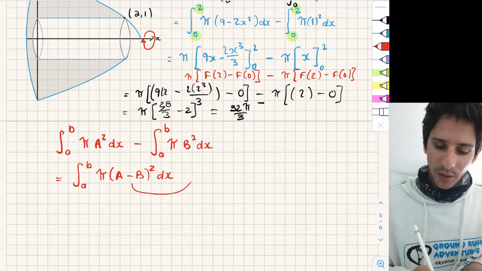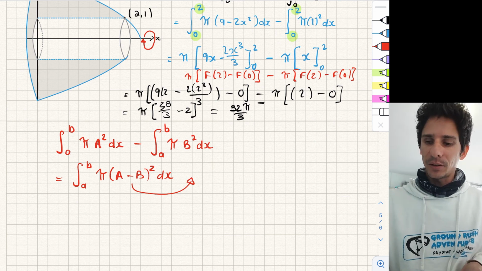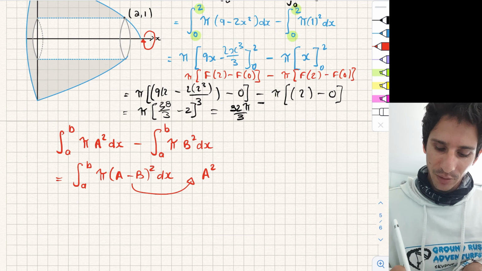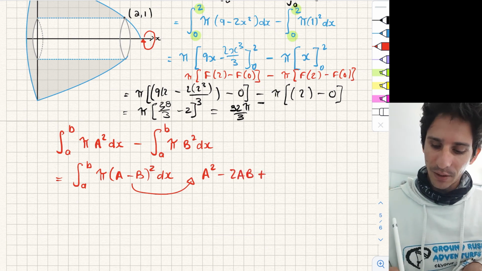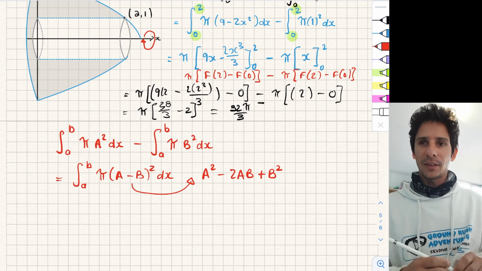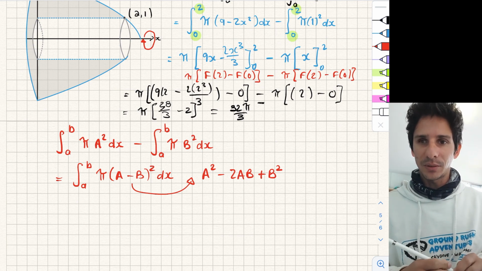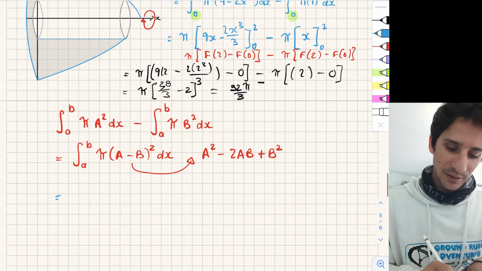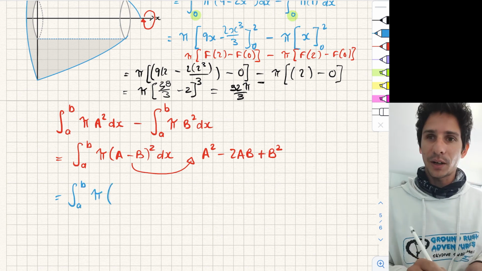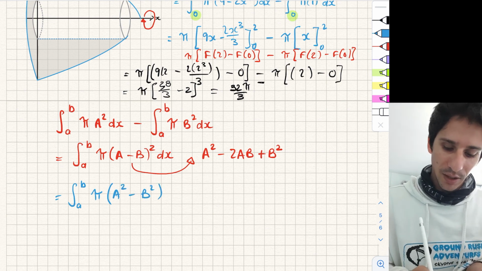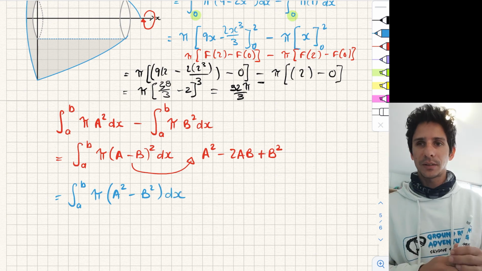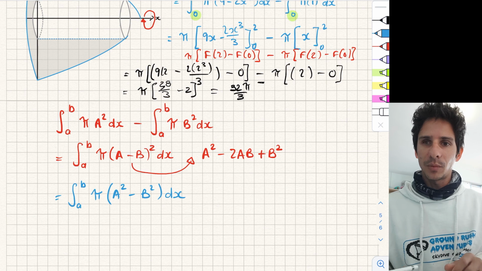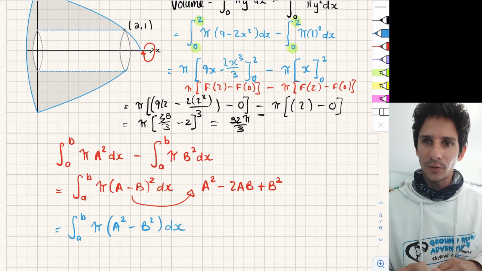Now, let's have a look. When we expand this out, what are we going to get? We're going to get a squared take away 2ab plus b squared, and that definitely isn't a squared minus b squared. So if you want to combine the volumes, the correct way to do it is the integral from a to b of pi times, in brackets, a squared take away b squared, with respect to x. So when we're dealing with volumes, it's not like area. We just have to be careful.